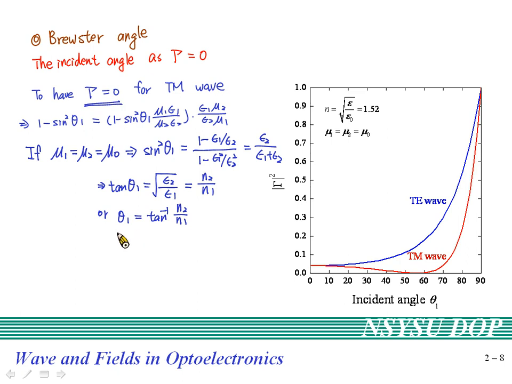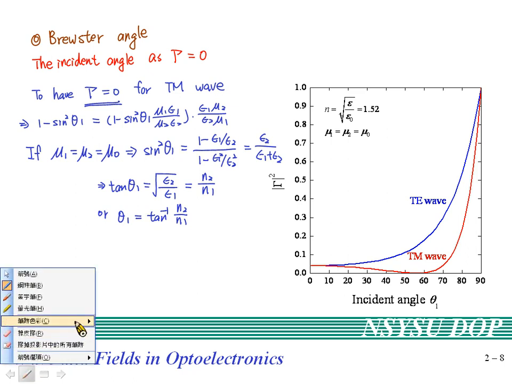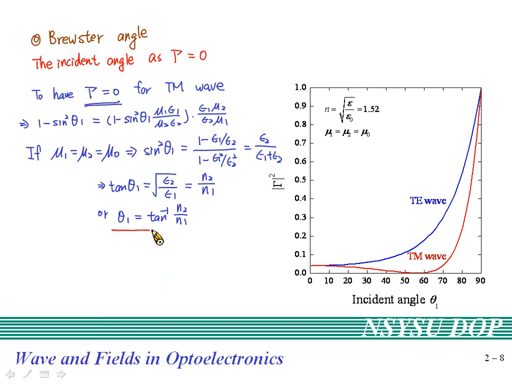For this incident angle, we call it the Brewster angle, which is also written as theta b. So please remember that we only have a Brewster angle for TM wave, which can be obtained by arctangent n2 over n1. Okay, please remember this.